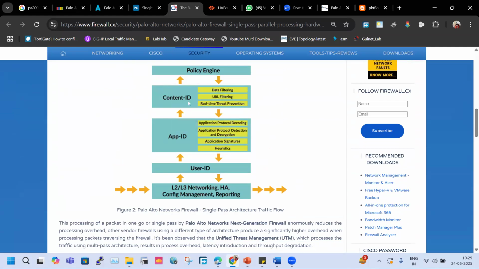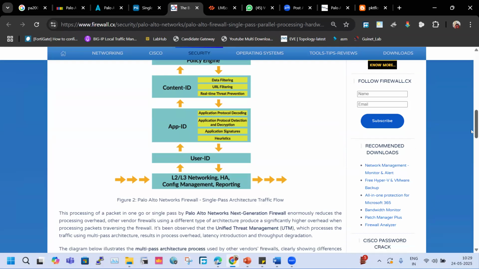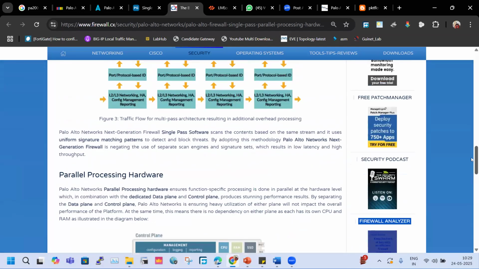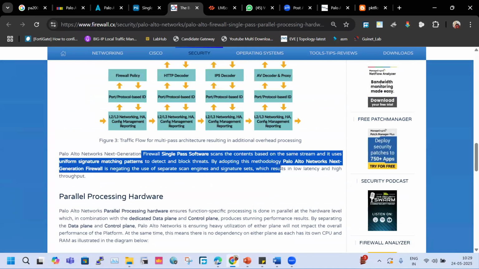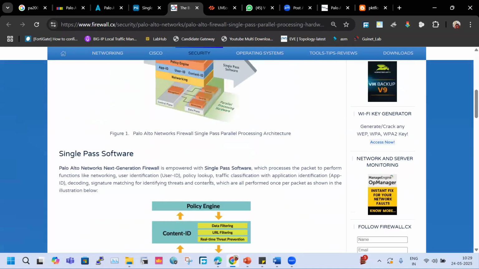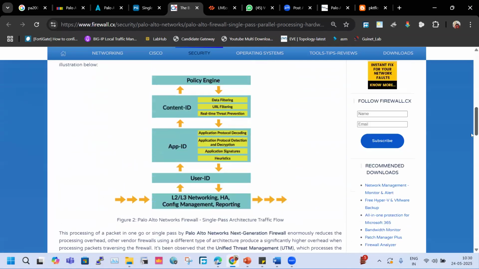Here you can see now we have Content-ID available, right? In Content-ID, we have multiple features available with our Palo Alto firewall, like AV, antivirus, vulnerability protection, URL filtering, zero-day attack, file filtering. All those things we will be discussing. That is the part of your Content-ID.